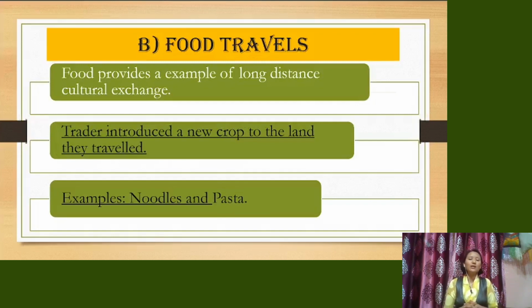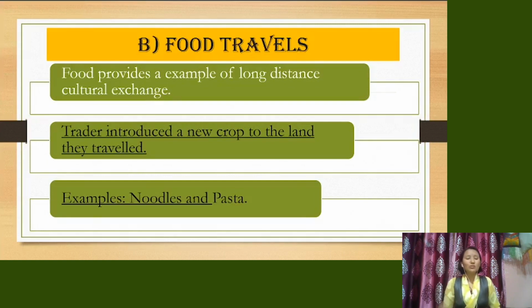Now we are going to take another example of a cultural exchange that has taken place with the help of Silk Route in the ancient period, that is food travels. So in the ancient period, food also traveled from one region to another. Food provides us a good example of a long distance cultural exchange in the ancient period.